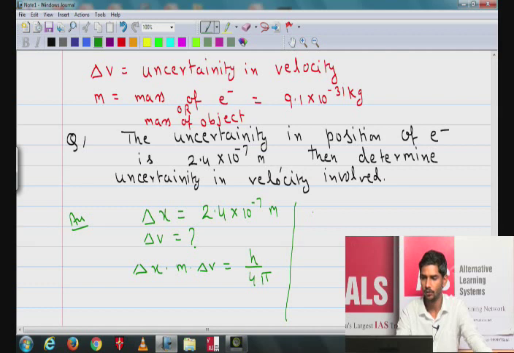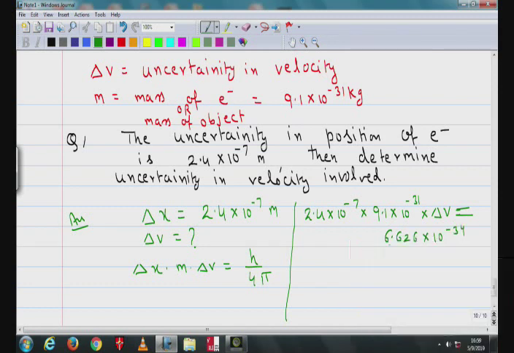See, the value of delta x is 2.4 into 10 to the power minus 7. Mass of electron is 9.1 into 10 to the power minus 31. And delta V we have to calculate, and it equals h upon 4 pi. We know that the value of h is 6.626 into 10 to the power minus 34, and the value of pi is 3.14. Now guys, solve it quickly and tell me the answer.